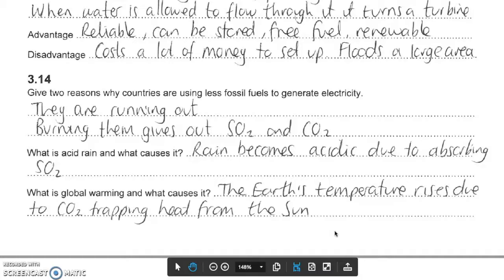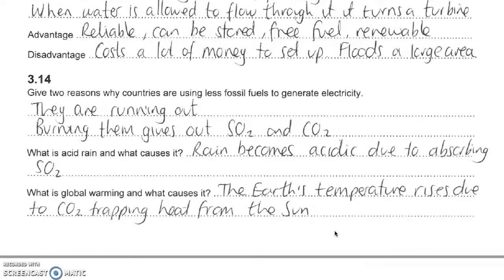Common exam question: it asks you to give reasons why countries are using less fossil fuels to generate electricity. We've already talked about it. Eventually, they're going to run out because there's only a certain amount of fossil fuels in the ground. Also, they give out sulfur dioxide and carbon dioxide, which is bad for the environment. Why is sulfur dioxide bad? Well, rain becomes acidic. Carbon dioxide traps heat from the sun, causing the Earth's general average temperature to rise. So it adds to the problem of global warming.